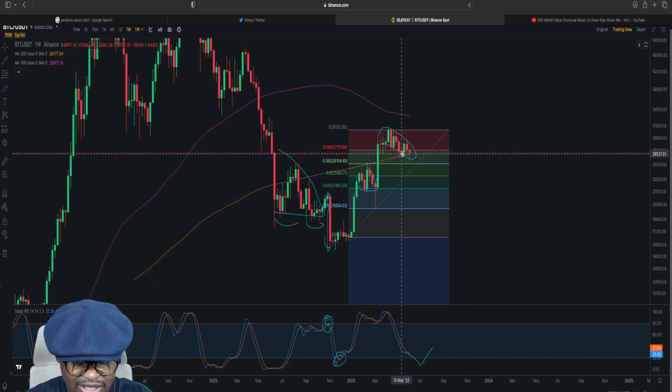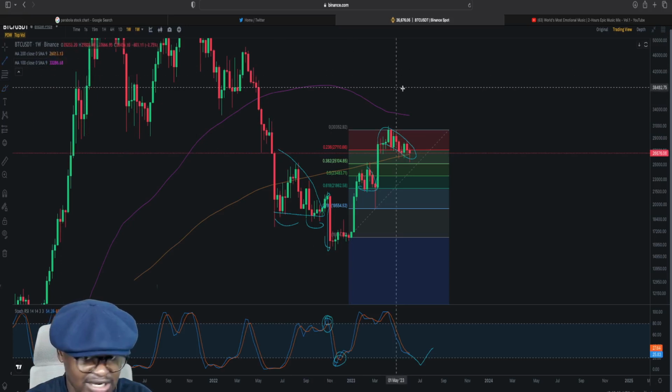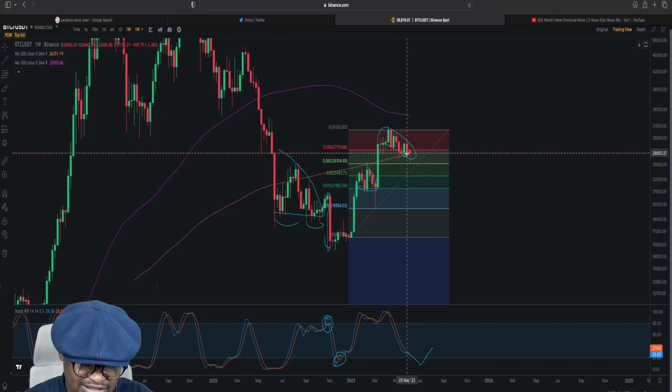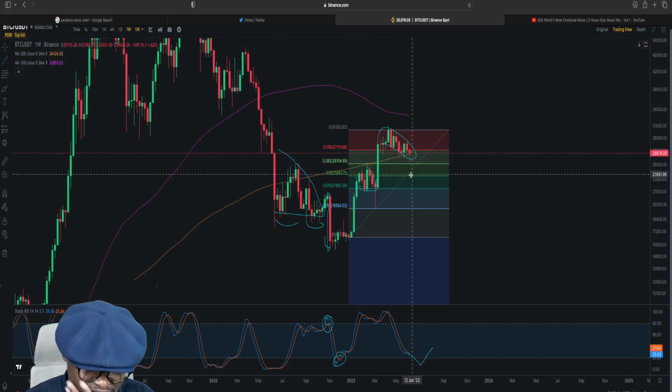This is a trick if we are to see that 47K mark, and if we are actually following the parabola theory, then this thing would be coming back down to this 23K, 23.5K mark. As per my calculations, I don't want to make this video too long.